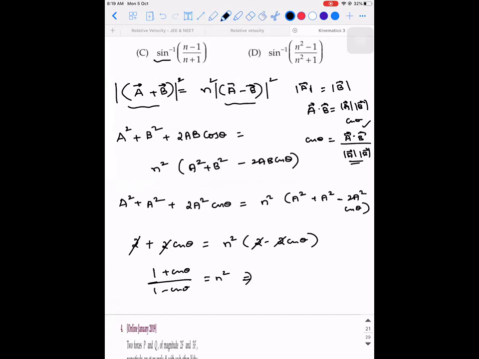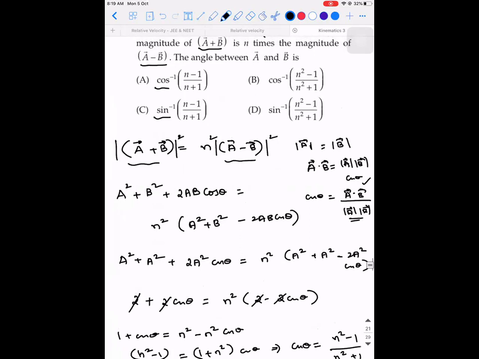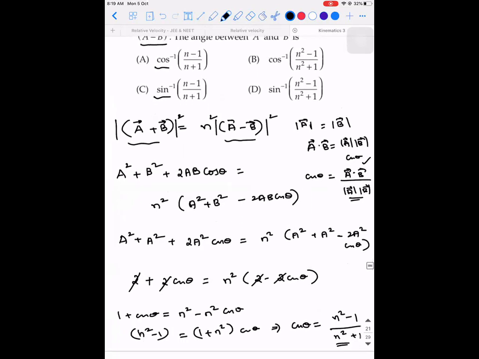From this, what will you get? Or we can do one thing. 1 plus cos theta is equal to n square minus n square cos theta. So n square minus 1 is equal to 1 plus n square times cos theta. So what will be the value of cos theta? N square minus 1 divided by n square plus 1. So theta will be cos inverse of n square minus 1 by n square plus 1. So option B. Am I clear? Yes, sir.